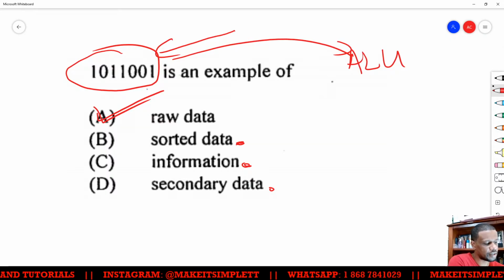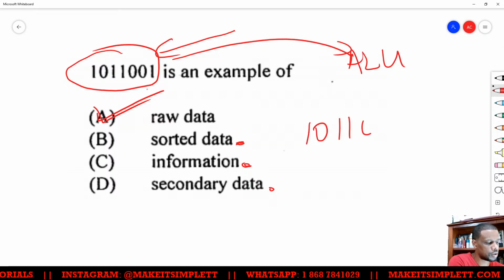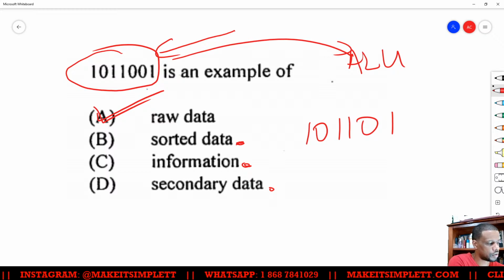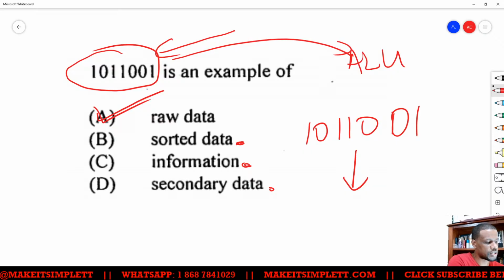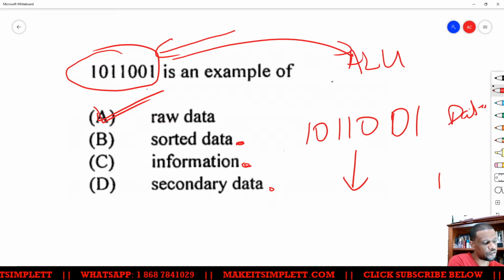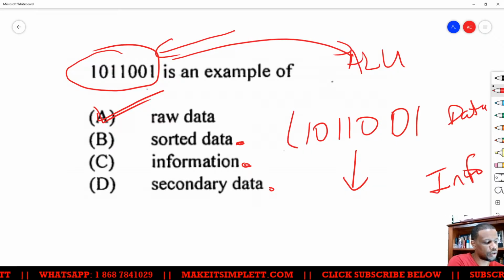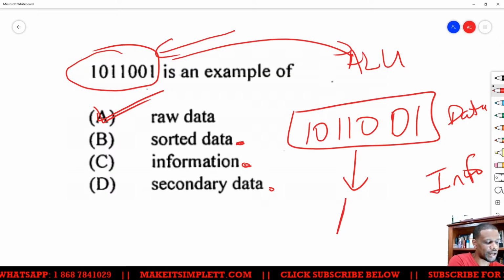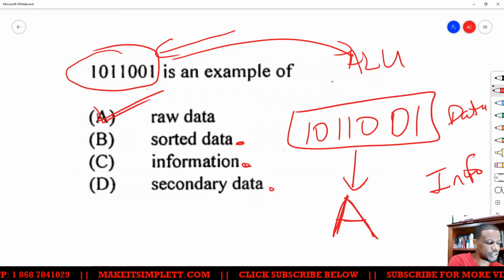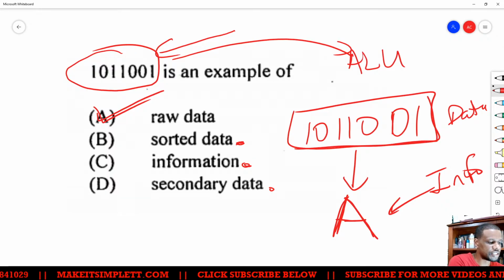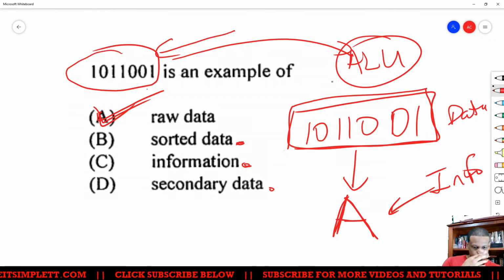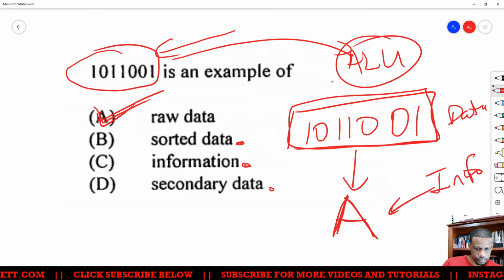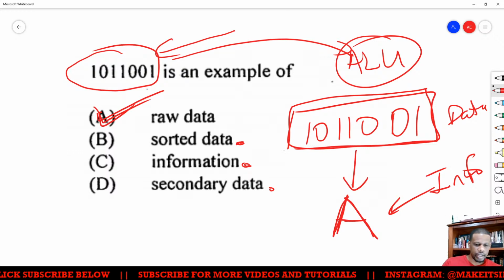What this means is, let me say this, 110001. What will cause it to go from data to information is when you change all of this here and you change it to the code that is the letter for capital A. So capital A is the information. The ones and zeros, that's just the raw data that the ALU is going to process, and it turns it into information. So that's the concept behind raw data.